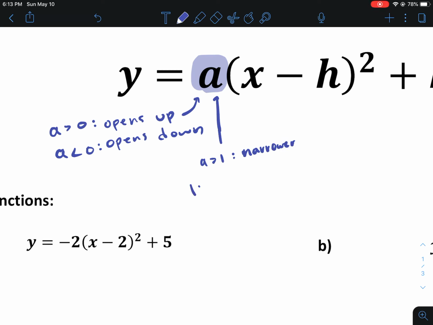And let's say the absolute value of a is between 0 and 1, right? Let's say the absolute value of a, because it could be negative. So if it's a fraction less than 1, it's going to be wider than the parent graph, okay?